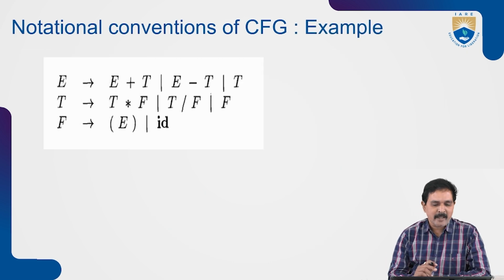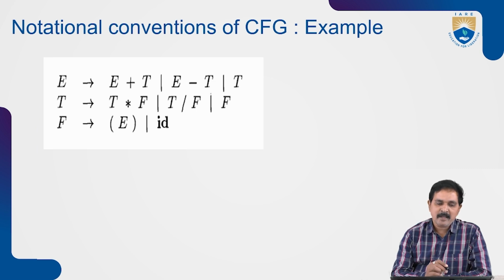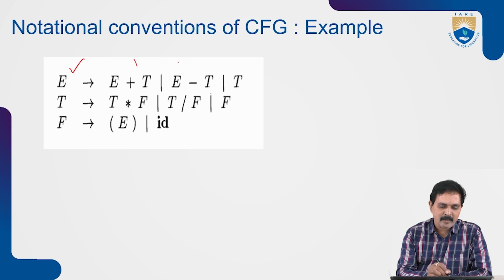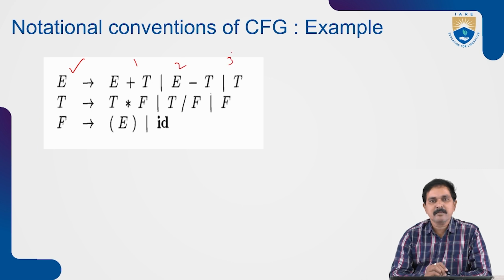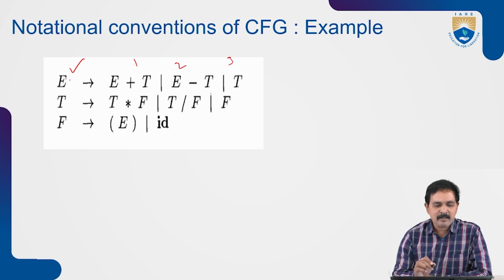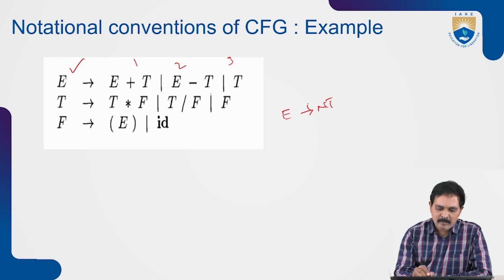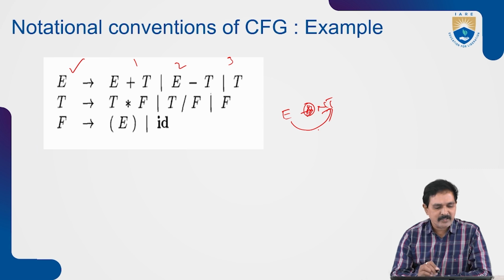So I will give the example for distinguishing the symbols of terminals and non-terminals. Here I am showing clearly E has derivations. How many derivations? One, two, three. Three derivations. Surely E is a non-terminal, because E has the derivation.